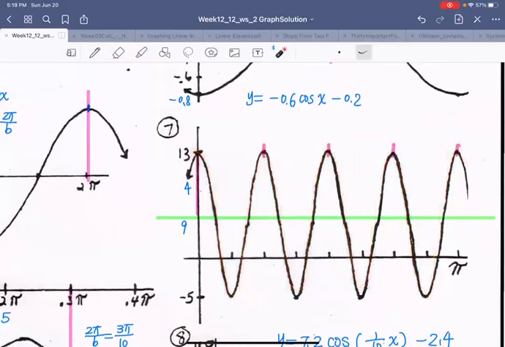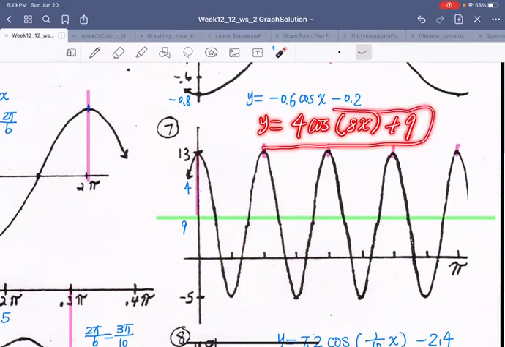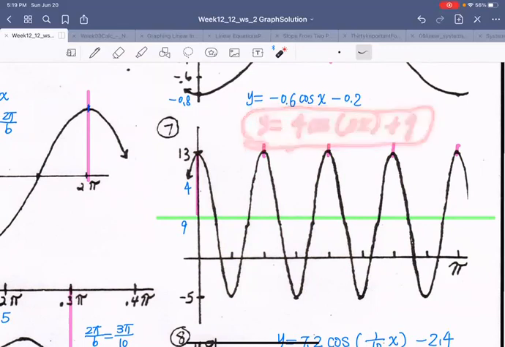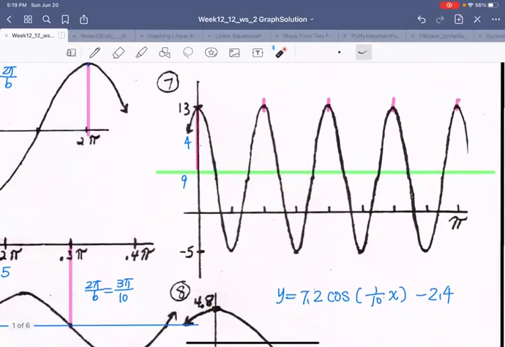Next, the equation would be 4 cosine of 8x plus 9. Okay, perfect answer. Which grade are you going to be in this fall? I'm going to grade 10. Wow, super smart. Okay, very good. Any other people want to try number 7?